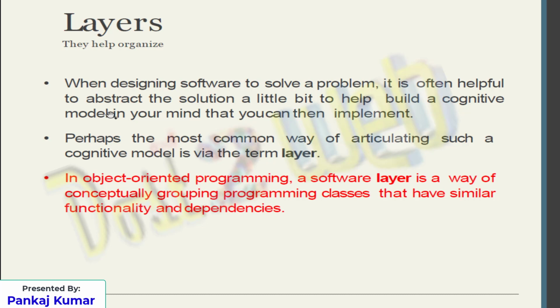When we talk about object-oriented programming, the software layer is a way of conceptually grouping programming classes that have similar functionalities and dependencies. That means you group all the programming classes you are going to use, and then use them to build the functionality and dependencies in object-oriented programming.